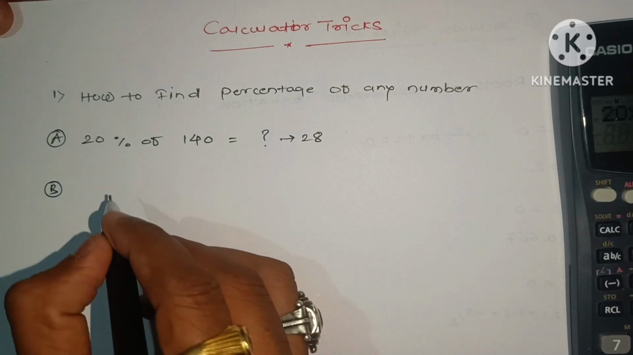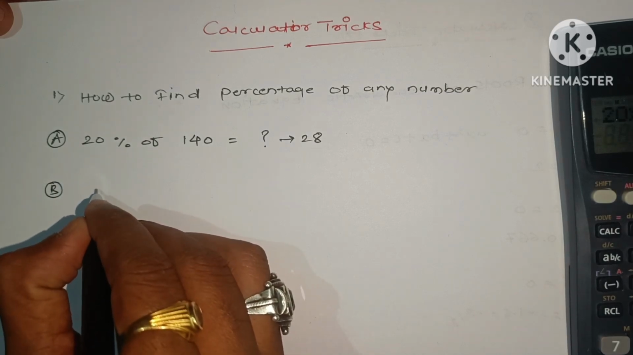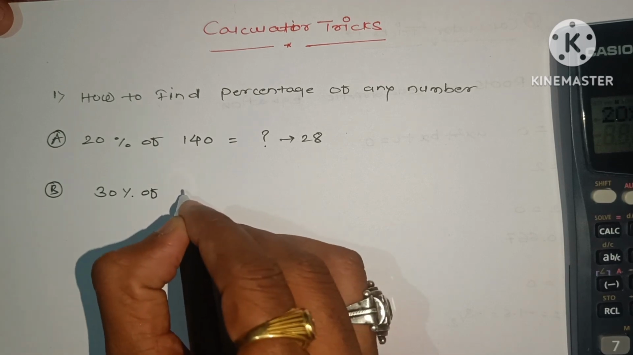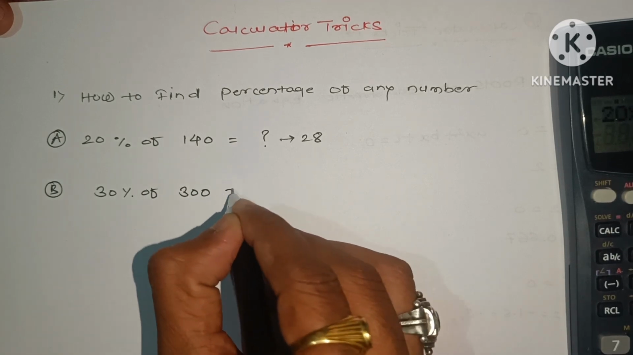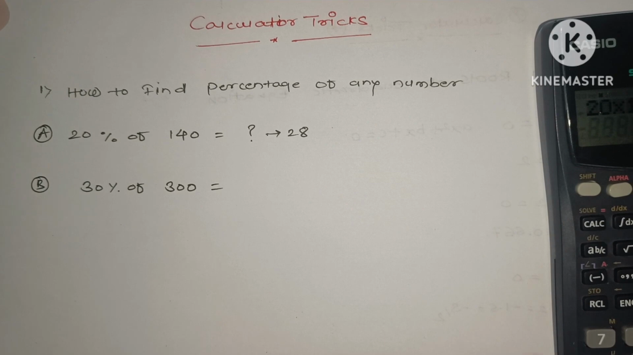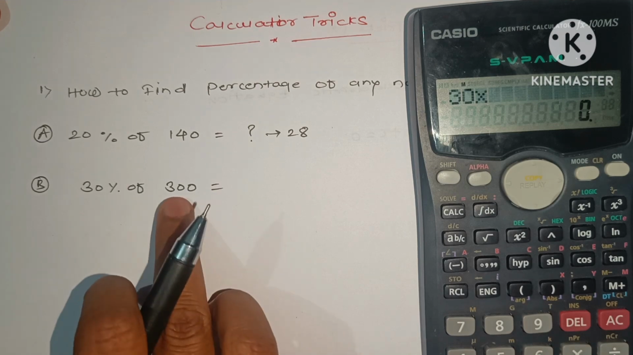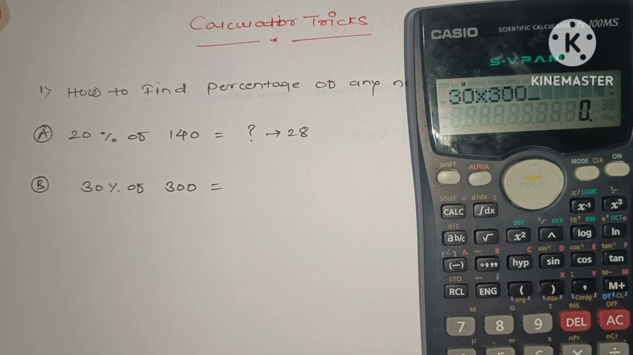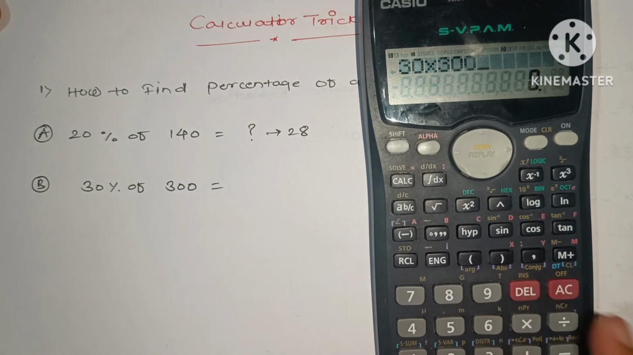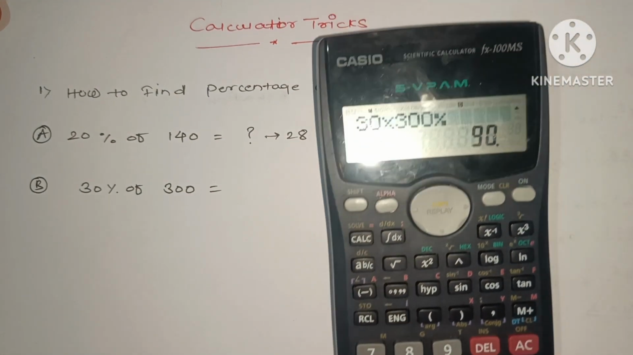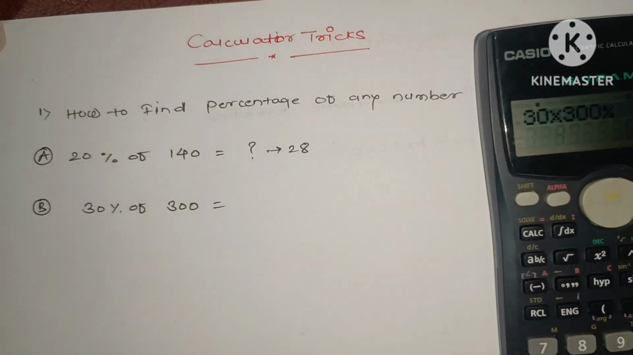For example, I have to find 30% of, let's suppose, 300. You can take any number. So process as usual. We have to find 30%, so we'll write 30 of 300. Now I will press shift and we'll press equal. So we'll be getting the value as 90.